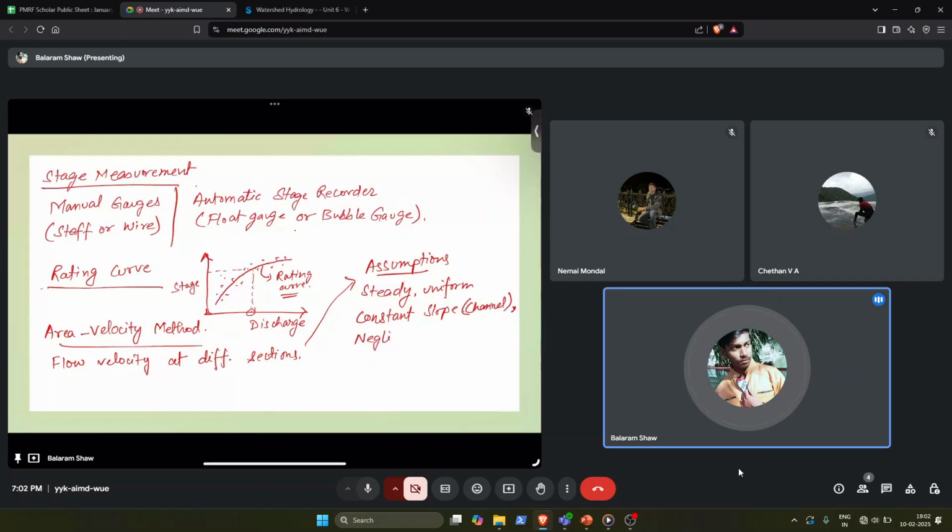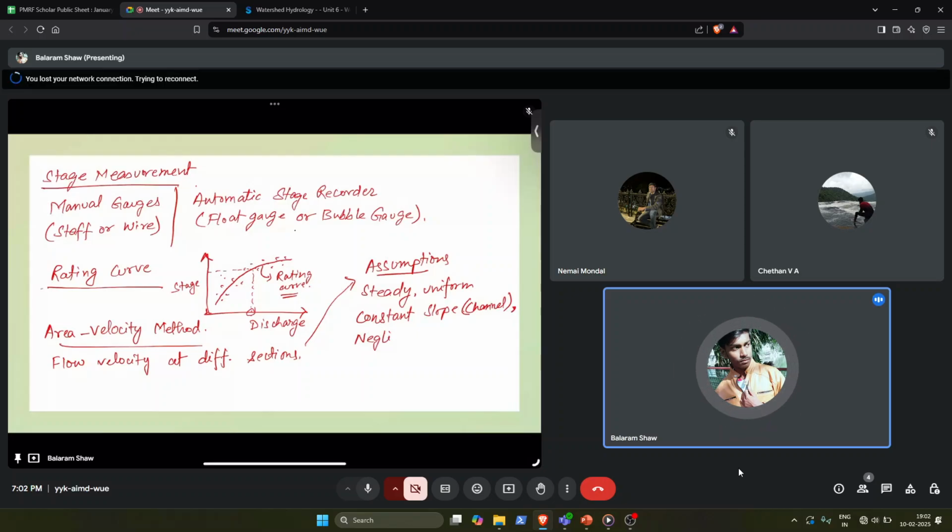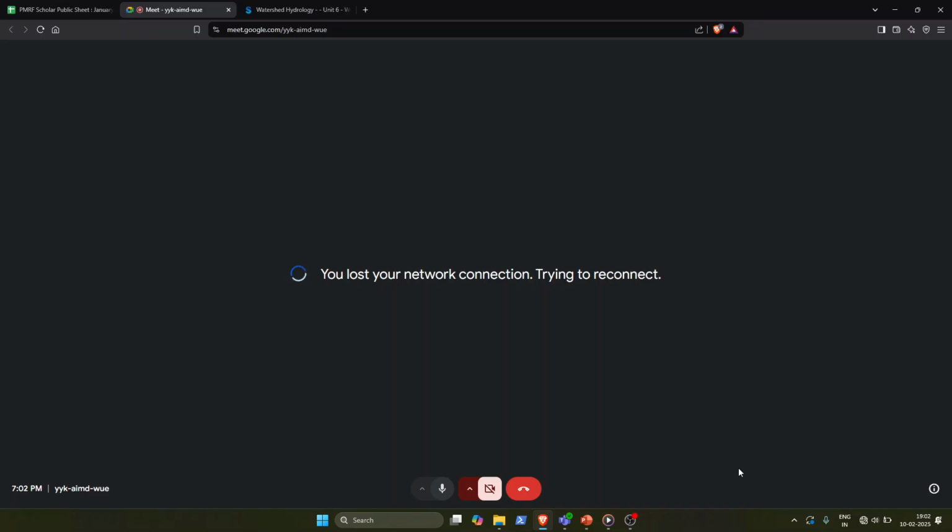Okay, so I was talking about the negligible backwater effect. So there should be no backwater effects. Even if it is there, we consider that as negligible. And then we have negligible side contraction and expansion effects.